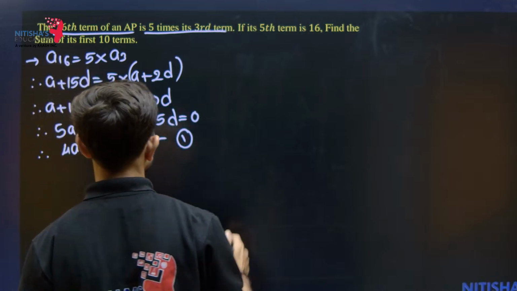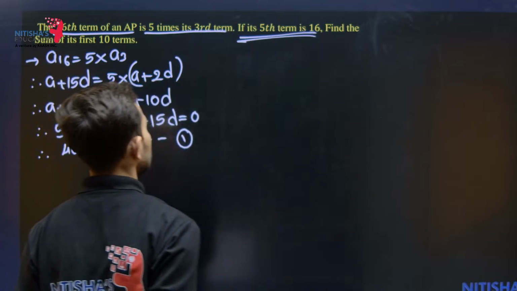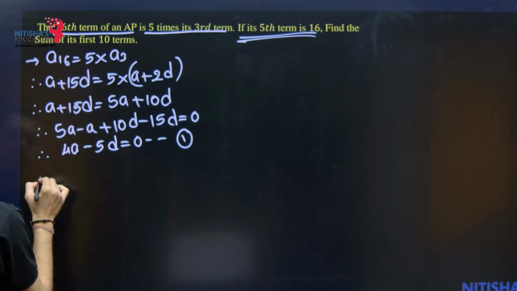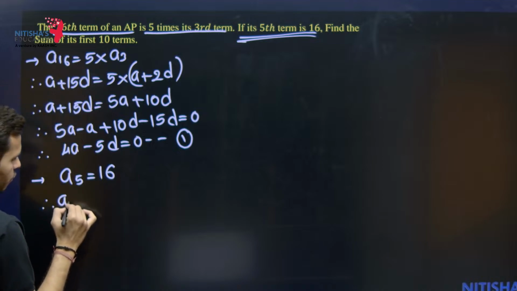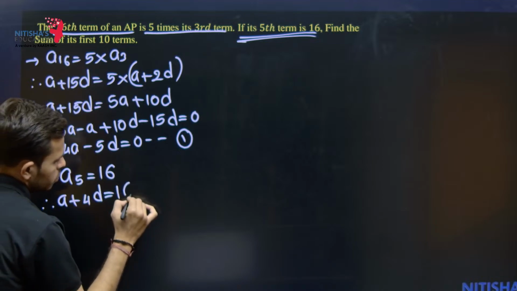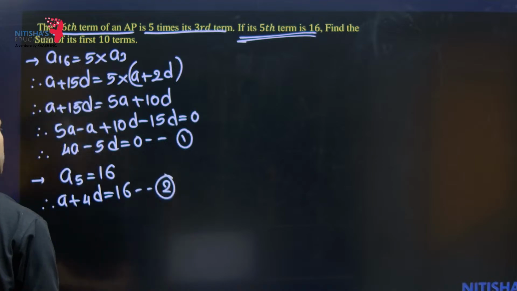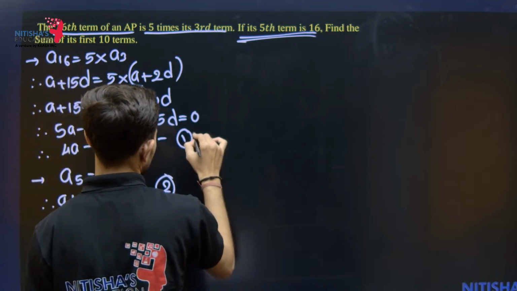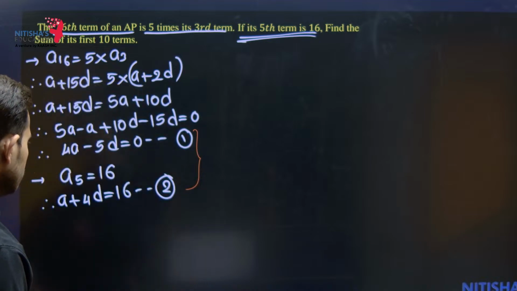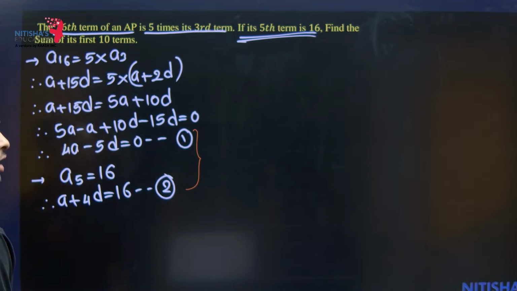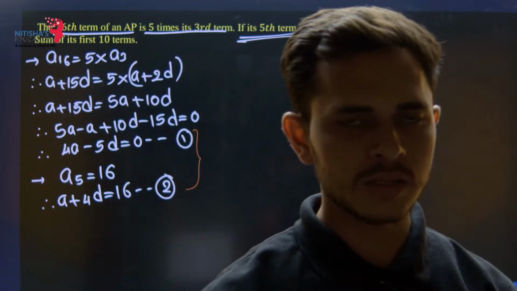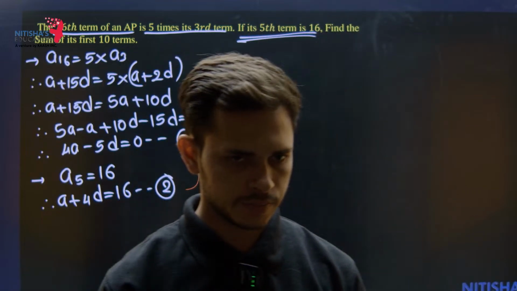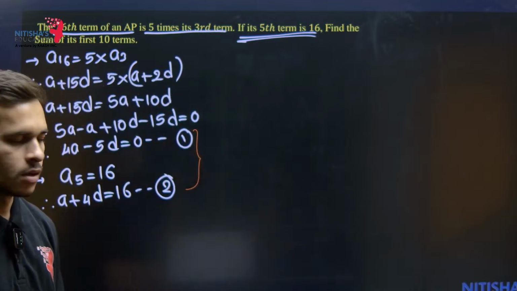Now let's find our second equation from the statement, which is the fifth term is 16. So a5 is equal to 16. Therefore a plus 4d is equal to 16. This is our second equation. We already studied in quadratic equations how to solve linear equations, right? We have two methods. The first one is the elimination method and the second one is the substitution method. We can use any one of these, right?